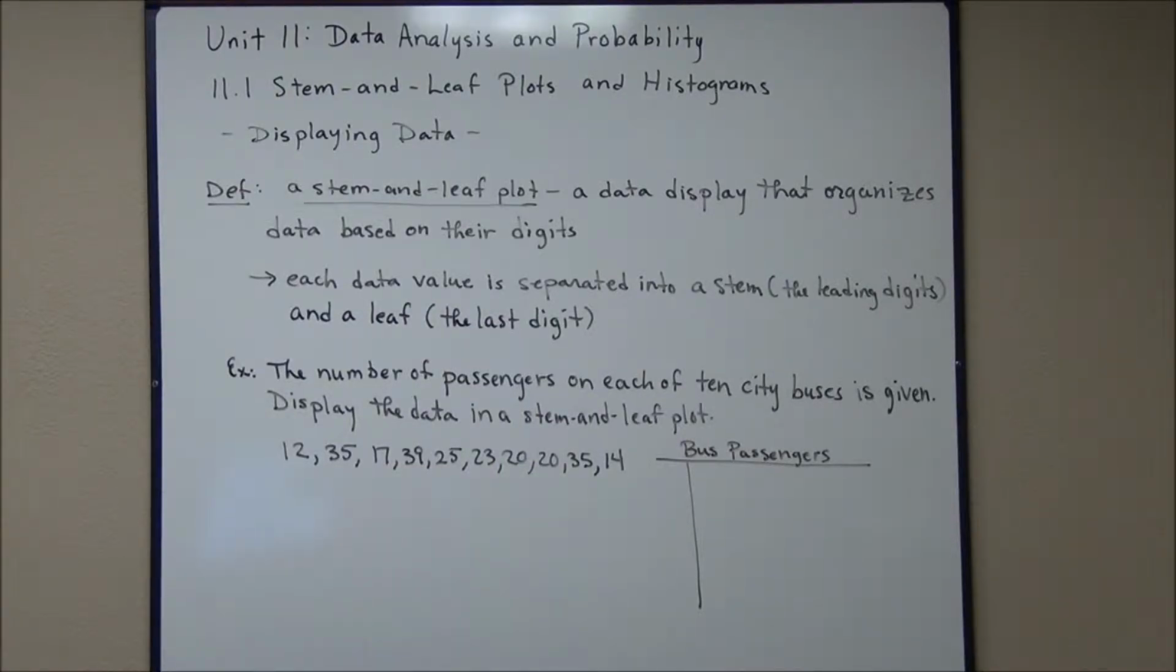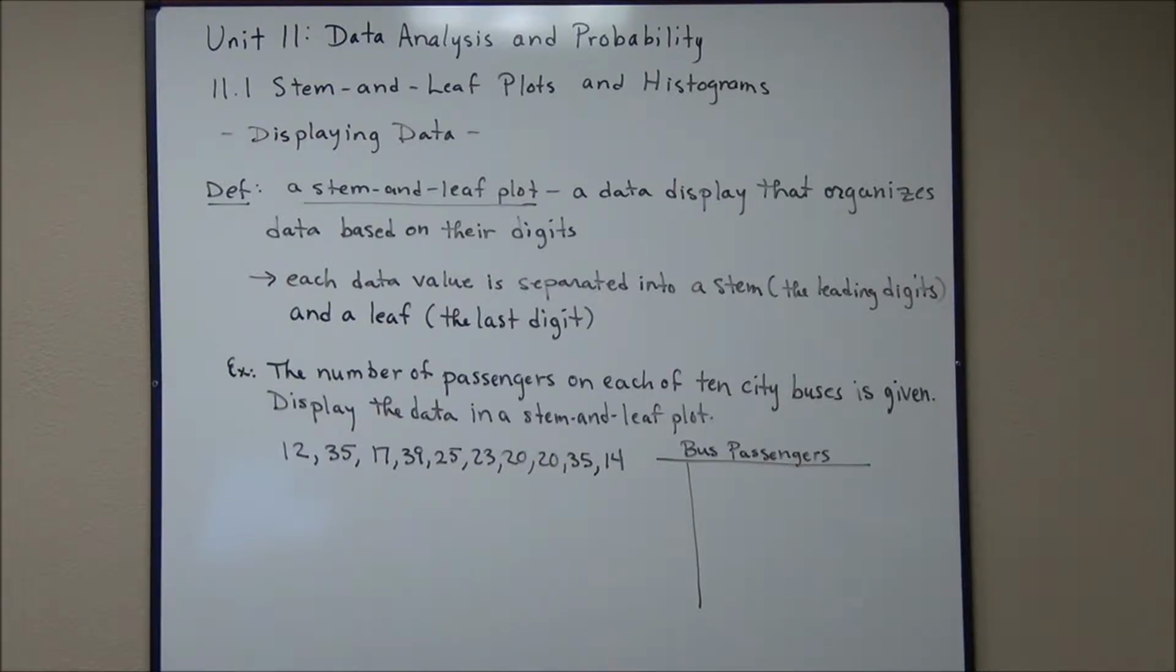Welcome to a new unit, Unit 11, Data Analysis and Probability. We're going to look at different ways of displaying data, starting off with Lesson 11.1, using stem and leaf plots and histograms. Now these are used to display data. You gather information from perhaps a survey or an experiment, and you want to present this information in a way that the average person can look at it and understand what's what. And these are different ways that we can do this.